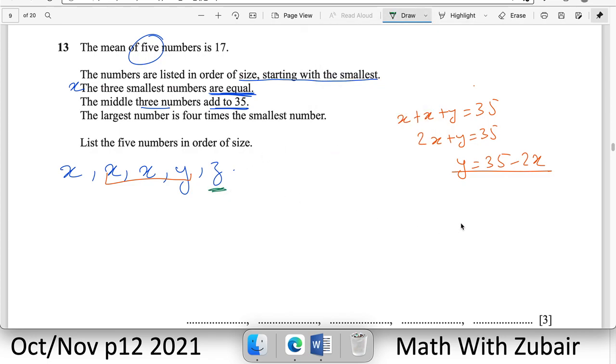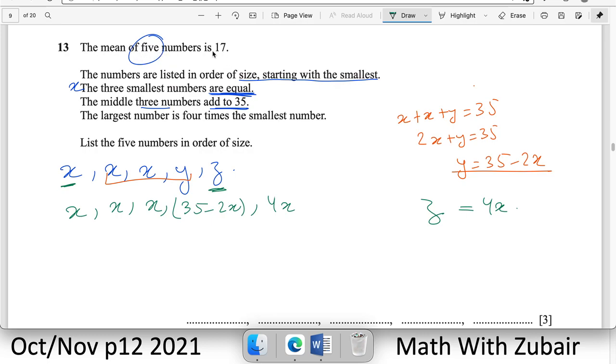So the largest number is this and the smallest number is x. It is 4 times x. So we can again write x, x, x, and in place of y I can write 35 minus 2x, and in place of z I can write 4x.